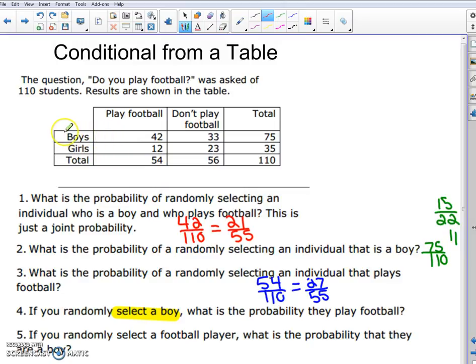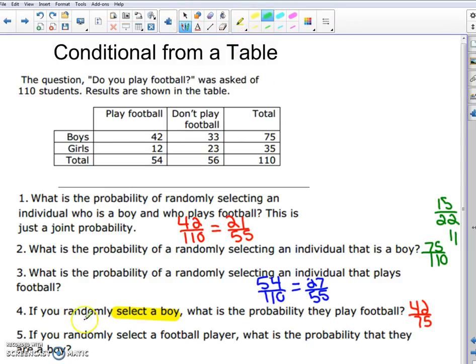So I'm going to go take a look up here, find the boys, and I'm just going to look at this group right here, right? Out of those boys, I want to know what is the probability that they play football. So boys play football. I only care about that number. And my new total is 75. So it's going to be 42 out of 75. And that's how your conditional probability works. So let's take a look at another one of those. I'm just going to clear this off so we don't get confused here.